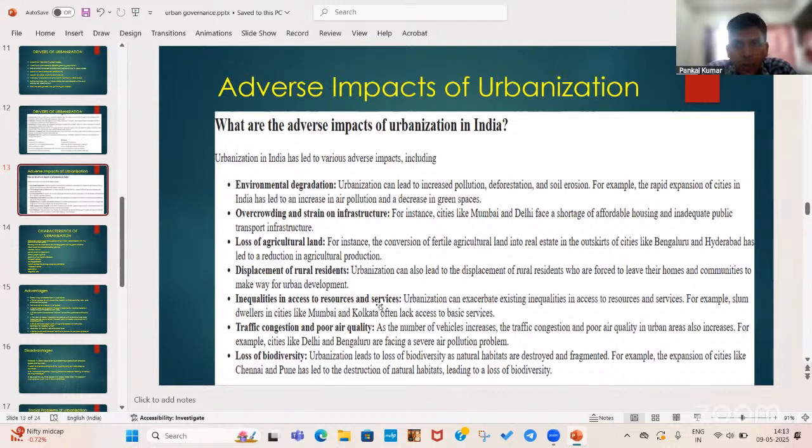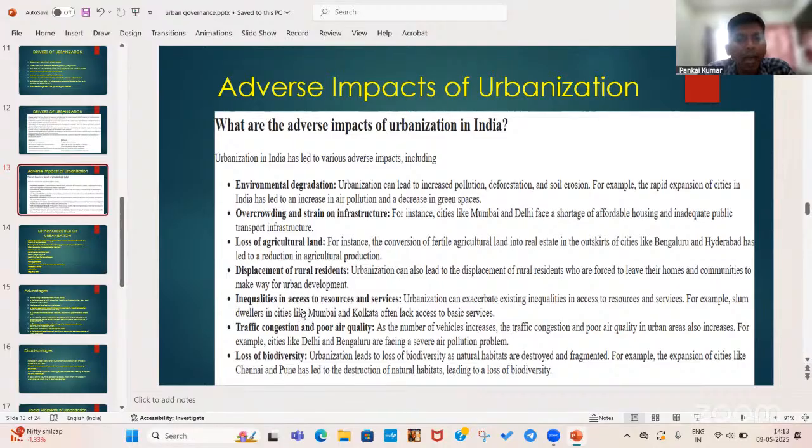Okay, then comes displacement of rural residents. Urbanization can also lead to displacement of rural residents who are forced to leave their homes and communities to make way for urban development. This is very true because often there are some rural areas on the outskirts of cities from which lands are acquired by the government for different purposes, and people are compelled to sell their land and move from there. So displacement of rural residents is also an adverse impact of urbanization.